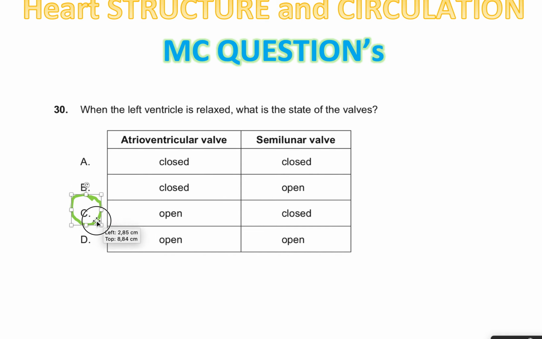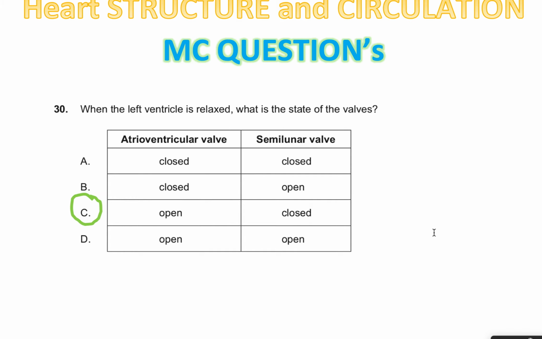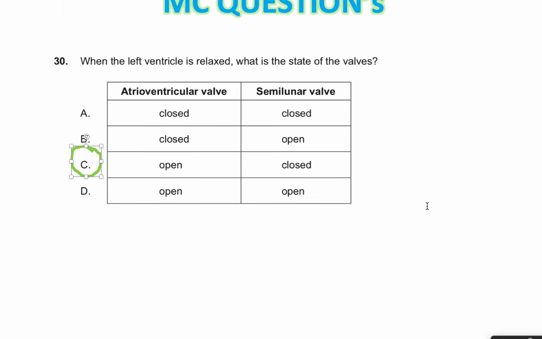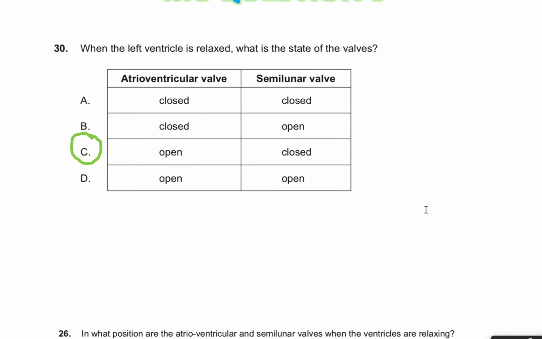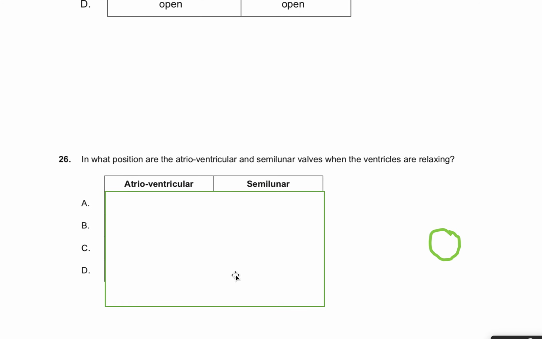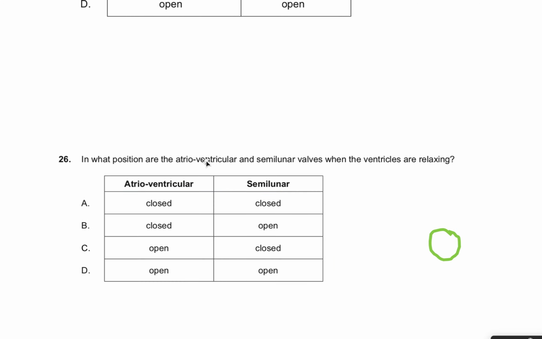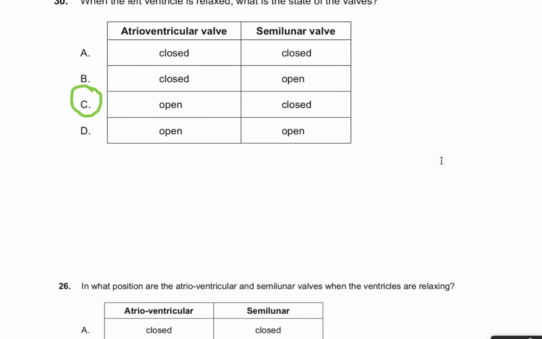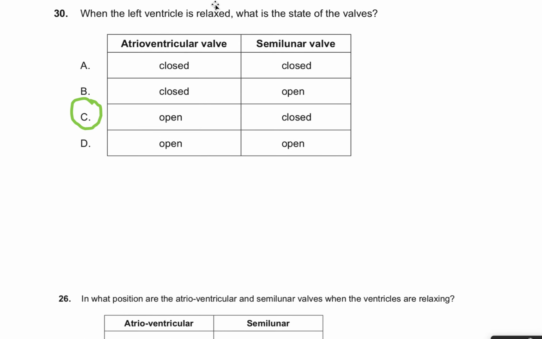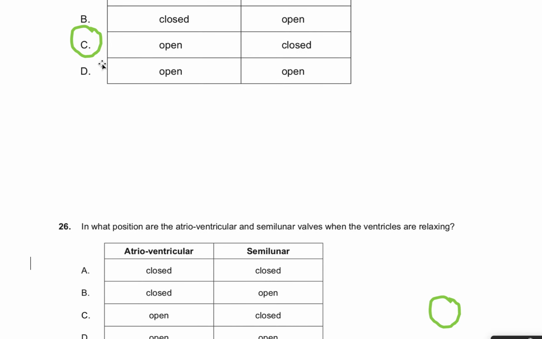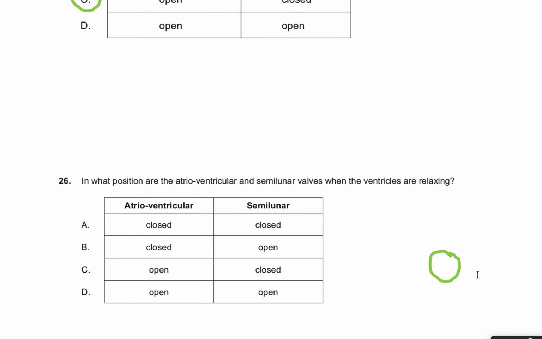So therefore it's C. Hopefully this made sense. So in order to show you how the IB actually repeats questions, look at the next one. In what position are the atrioventricular and semilunar valves when the ventricle is relaxing? Have you noticed that's the exact same question as this one, just phrased differently? So therefore we know the answer is also C.